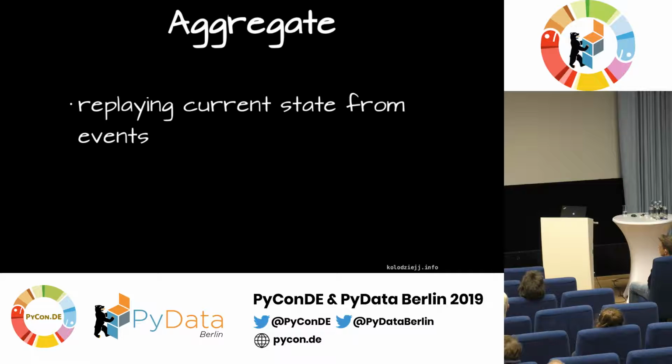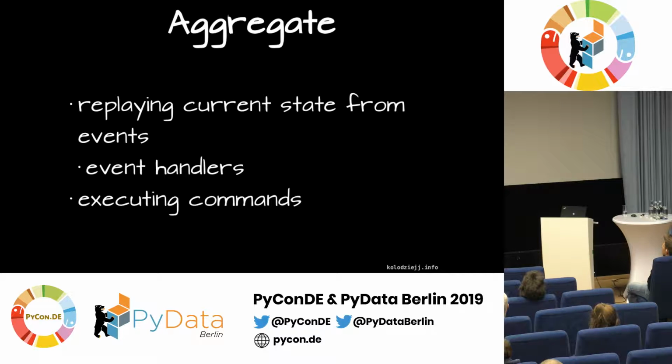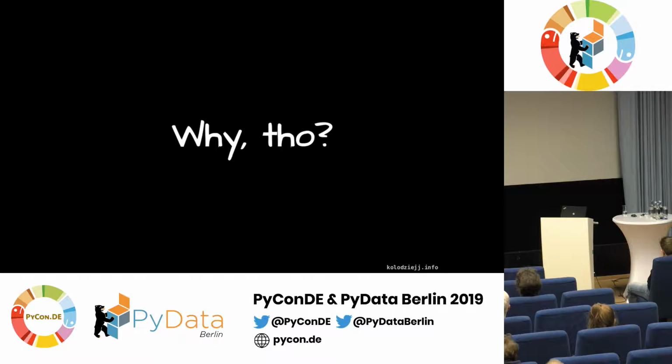An aggregate is basically a class that knows how to reconstruct the current state from events. It uses event handlers for that. It also knows how to handle commands that are being executed on an aggregate. And this looks very fancy, but why would we actually do this?